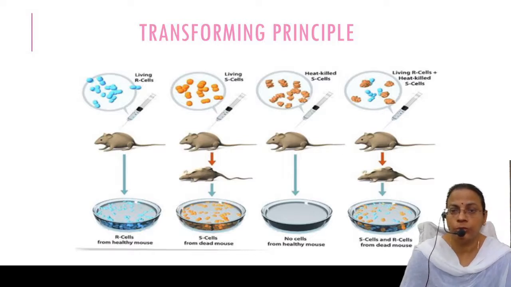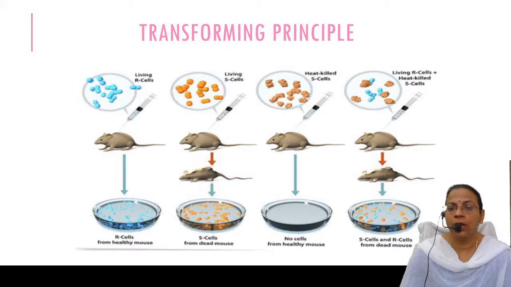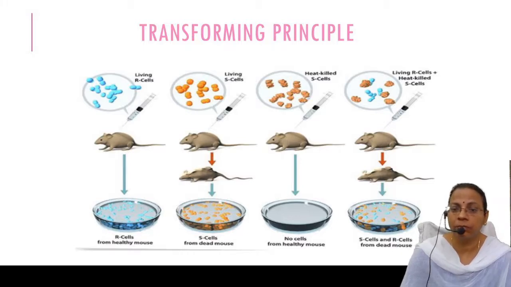The last step, he took live R cells along with heat-killed S cells. Later, he found that the mouse got the symptoms of pneumonia and died. And when he extracted the cells from the body of the dead mouse, he found S cells along with R cells.